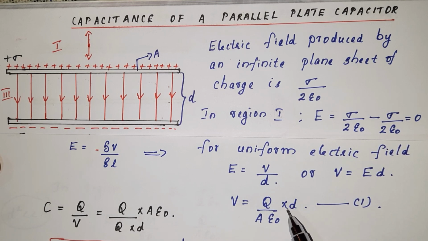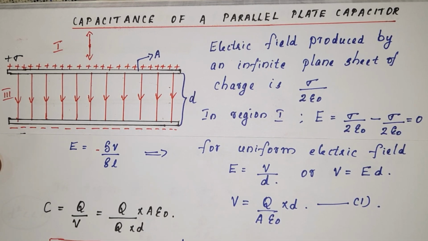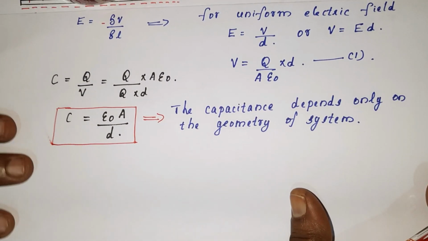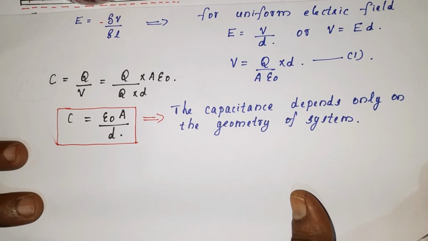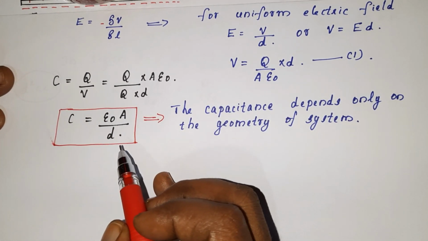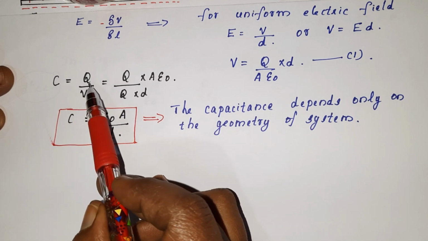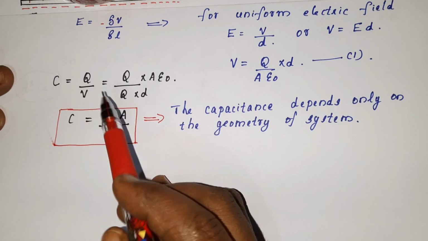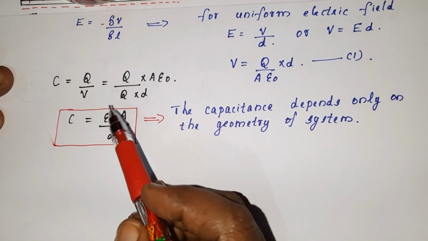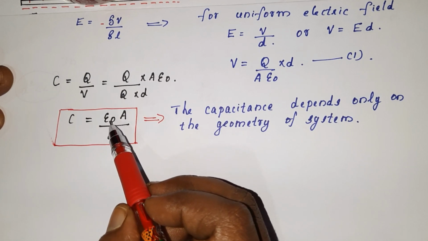Now substitute this V in the expression for C, because we know C is equal to Q by V. Substituting for V, we get the expression for capacitance as epsilon 0 A by D. So even though the definition is Q by V, the capacitance is actually independent of Q and V, and it depends only on A and D, and of course on epsilon 0 also.